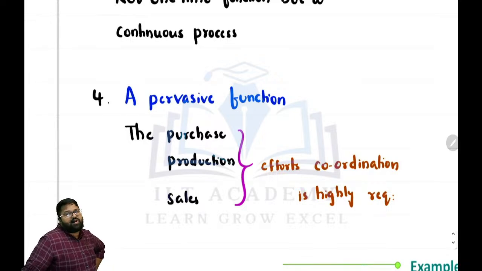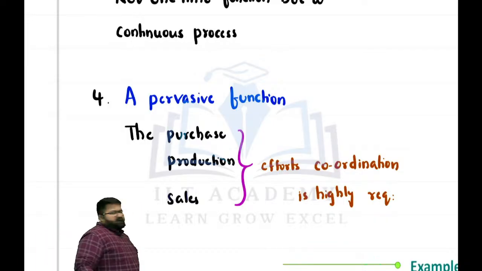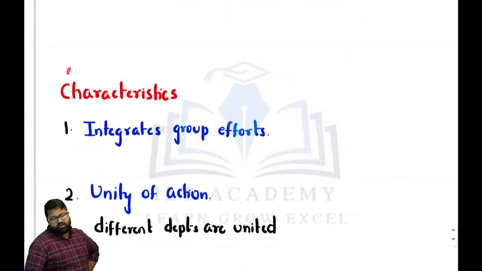And what about the next one? Pervasive function. What is this? So to summarize the features we have discussed.